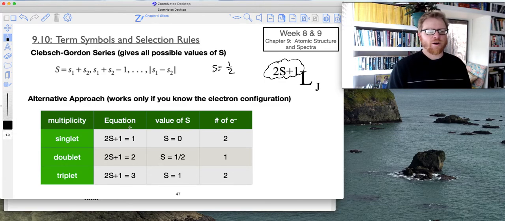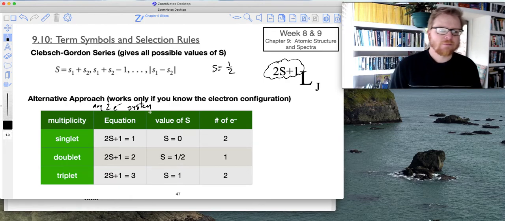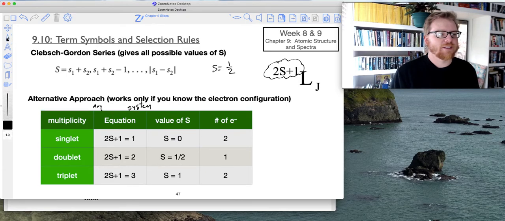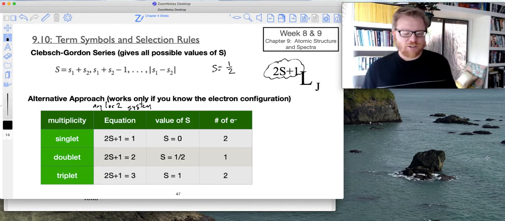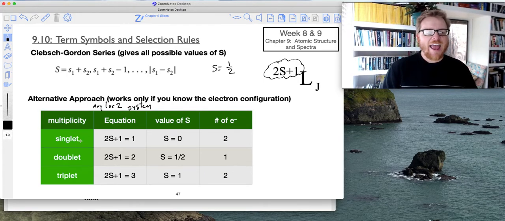And so this is for any 2 electron system. Okay? So we have singlets, doublets, triplets. Or, not any 2 electron system, my bad. Any 1 or 2 electron system, because a doublet is a 1 electron system. Okay? So if we have a singlet, we know that a singlet describes a paired up set of electrons.